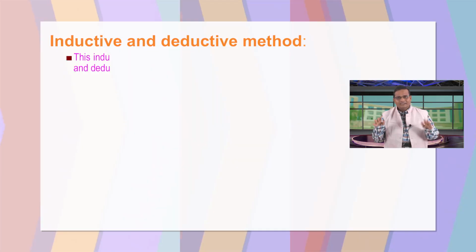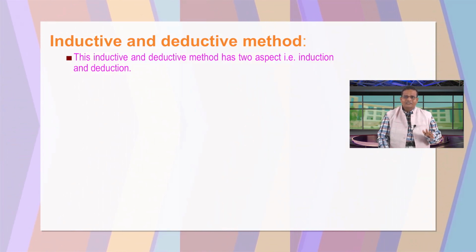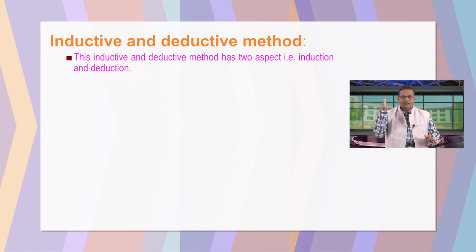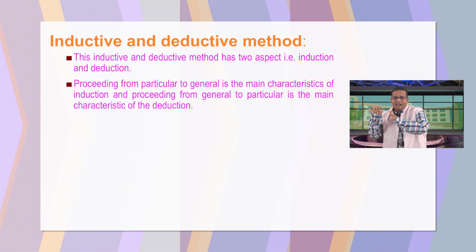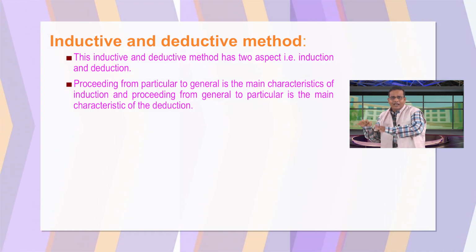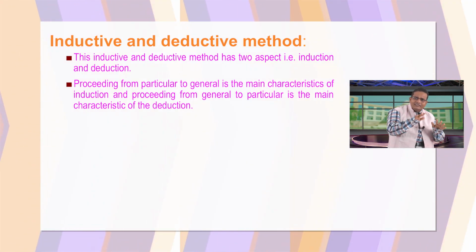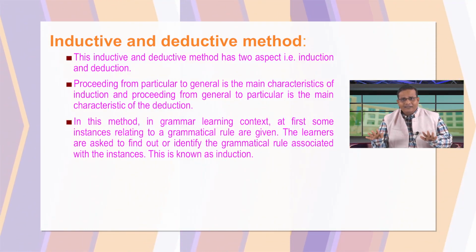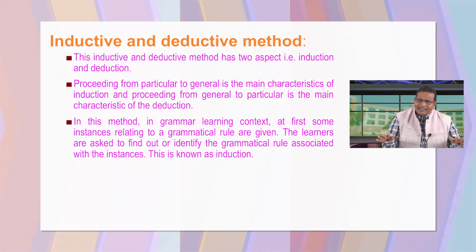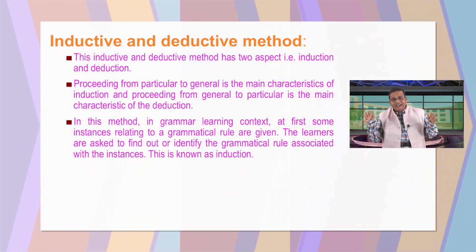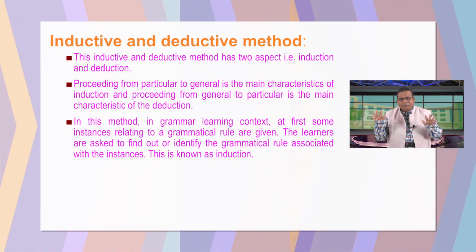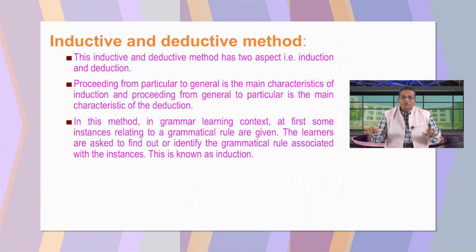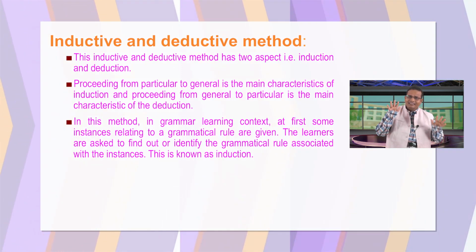In language learning, mostly in grammar learning, inductive and deductive method is used more. This inductive and deductive method has two aspects, that is induction and deduction. Proceeding from particular to general is the main characteristic of induction, and proceeding from general to particular is the main characteristic of deduction. In this method, in grammar learning context, at first some instances relating to a grammatical rule are given. The learners are asked to find out or identify grammatical rule associated with the instances. This is known as induction.